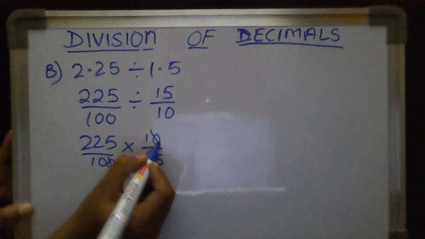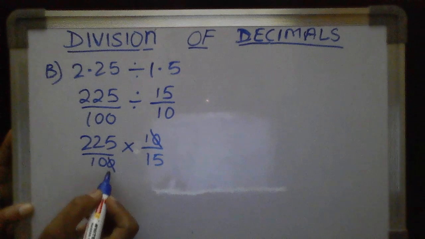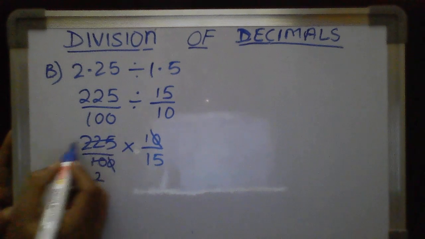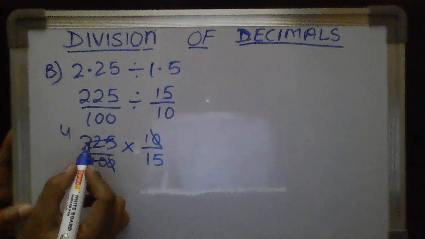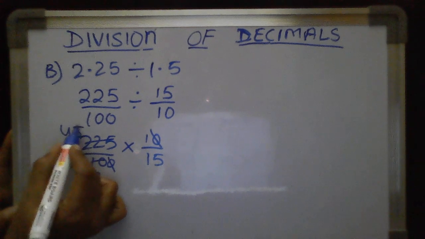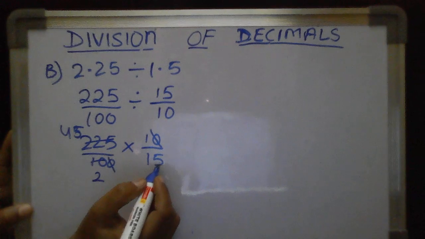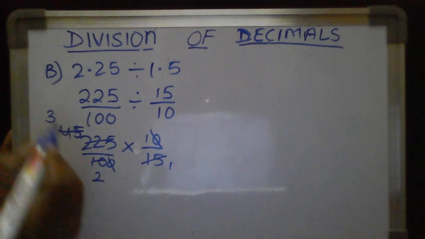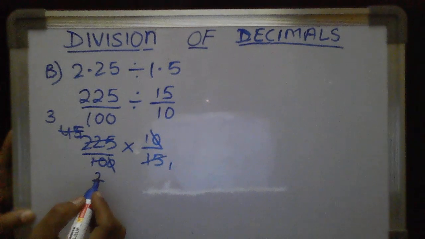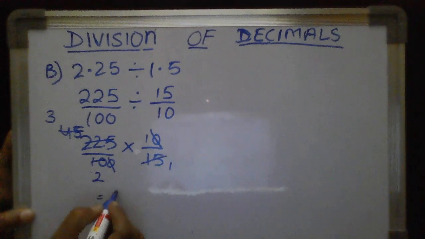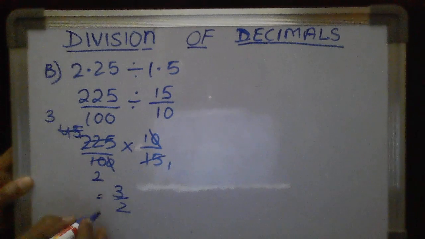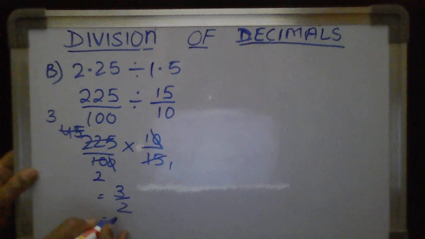So I'm going to simplify here. I can cancel the zeros here. 5 twos are 10. 5 goes 4 times. 5 fours are 20. So 5 fives are 25. 15 goes 1 time here. 15 goes 3 times here. So it is 3 by 2, which is equal to 1.5.